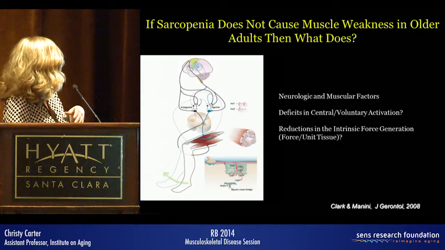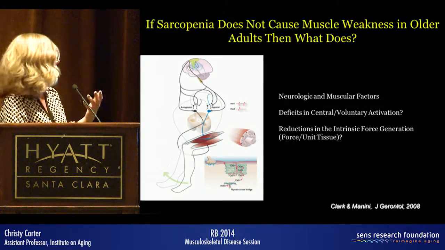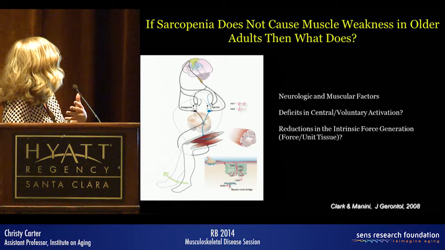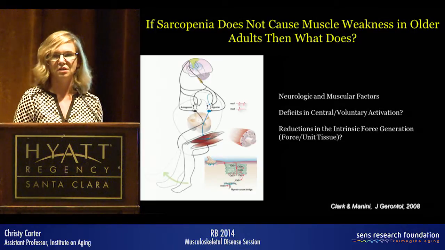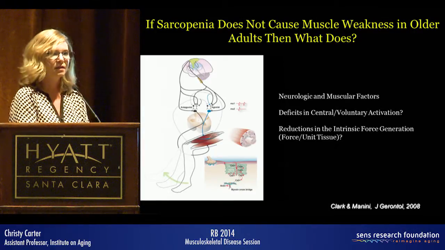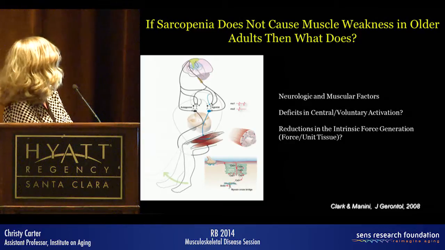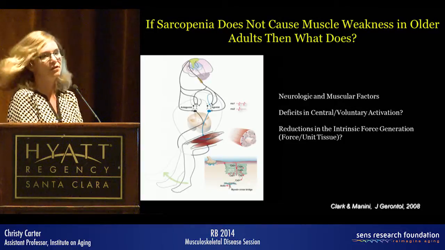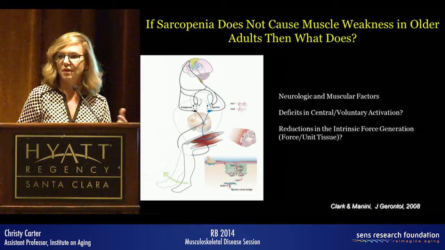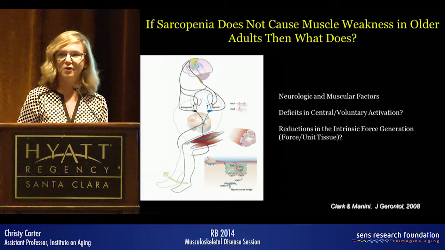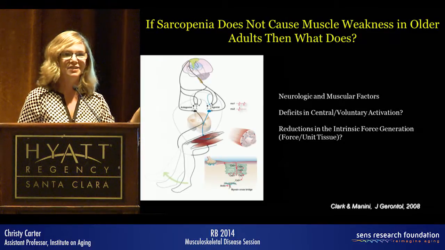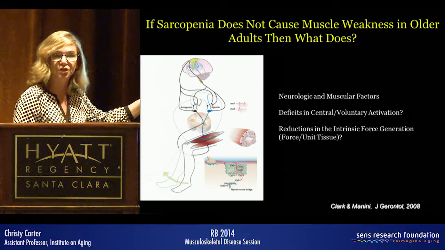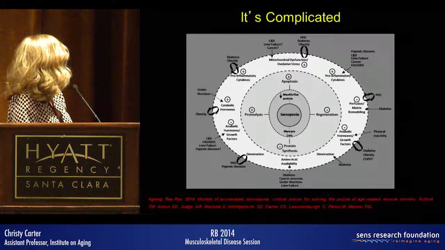And when I keep saying it's complicated, it is, because Clark and Manini have suggested that this dynapenia is a muscle weakness due to neurological causes. So when you think about that, the physiology goes anywhere from the brain to the level of the spinal cord, to the level of the synapses, to the level of the neuromuscular junction. So that's a huge range of physiology that you have to understand in order to get to some kind of intervention if you want to have a targeted intervention for this type of weakness.